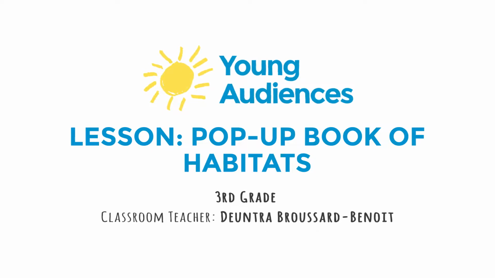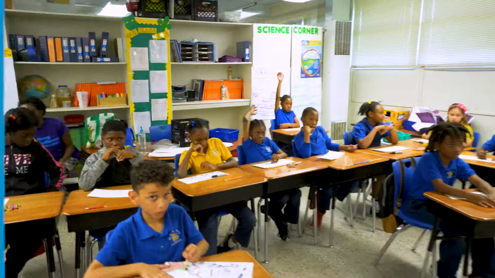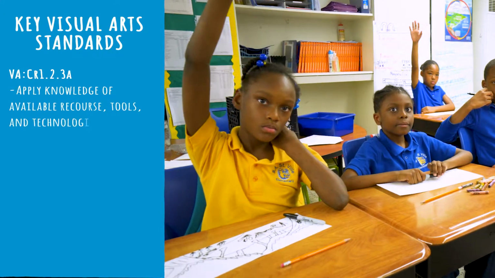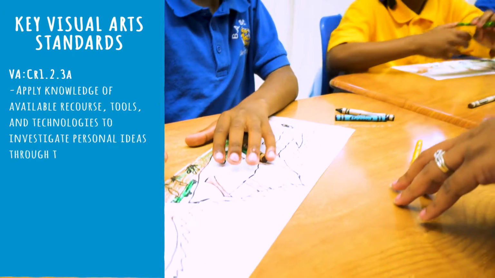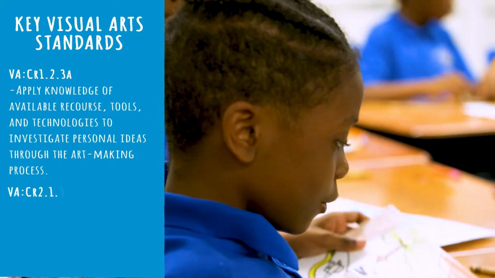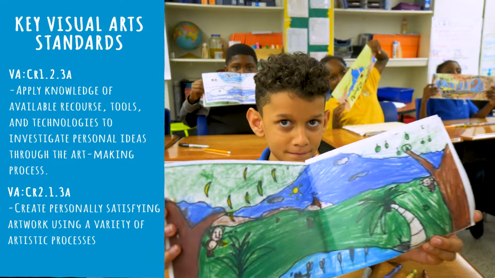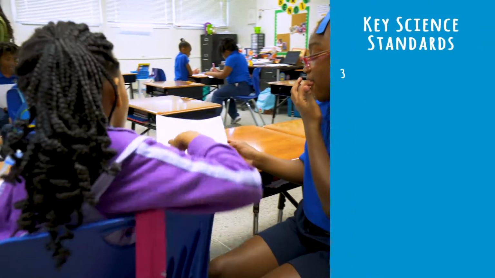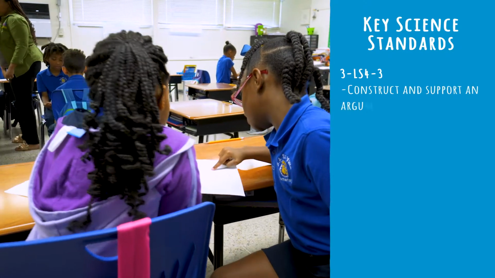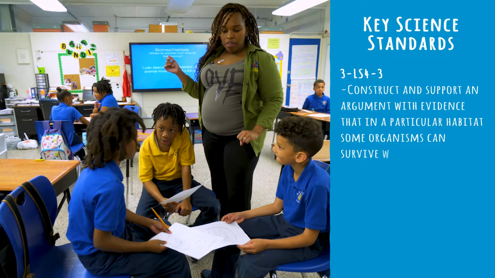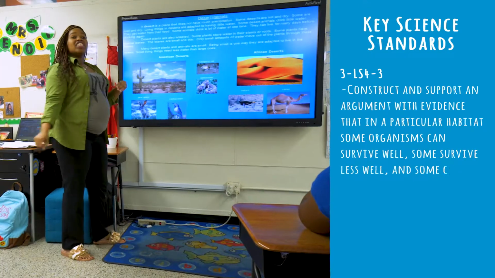Pop-up Book of Habitats. In this unit, students will use key visual art elements to describe and map out habitats in a standing booklet. Students will apply knowledge of available resources, tools, and technologies to investigate personal ideas through the art-making process. Students will create personally satisfying artwork using a variety of artistic processes and materials. Students will also construct and support an argument with evidence that in a particular habitat, some organisms can survive well, some survive less well, and some cannot survive at all.